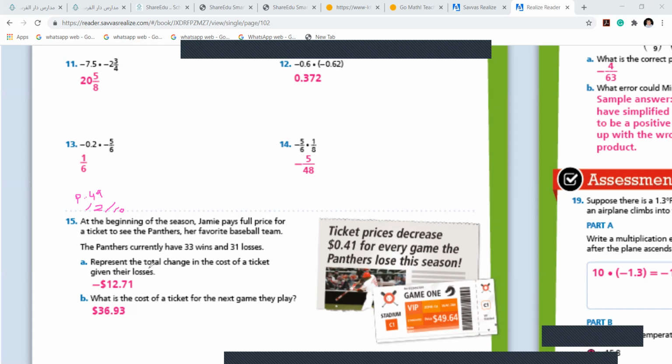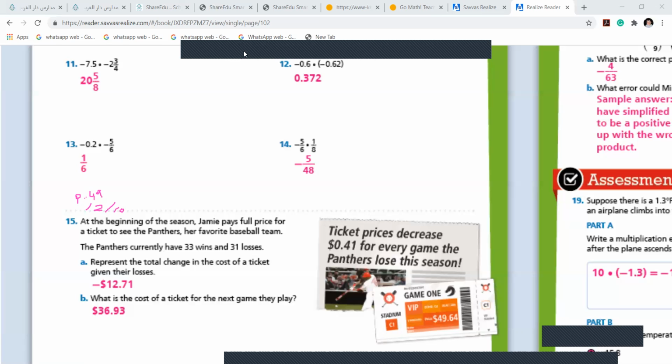Later on, for each loss, the ticket price decreased by $0.41. When I say for each loss, you know that you need to multiply it. For example, every time the Panthers lose a game, the ticket decreased by $0.41.